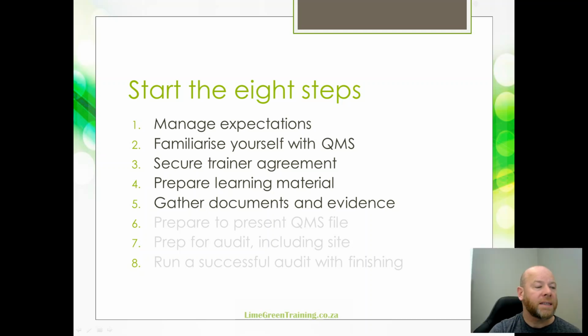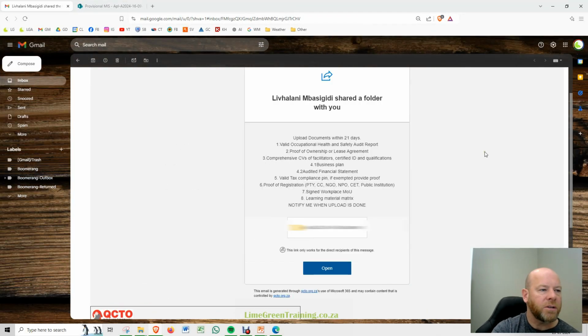Okay, so we've started the 8 steps, we've managed our expectations, checked out our QMS, secured a trainer agreement, and we have that file, prepared learning material in the way that we have forms 3 and 4 ready for presentation, and gathered document evidence. That was covered in the eligibility, but the document evidence like your CIPC. We are now going to submit evidence to the QCTO just in line with their requirements here, which is these 8 items.